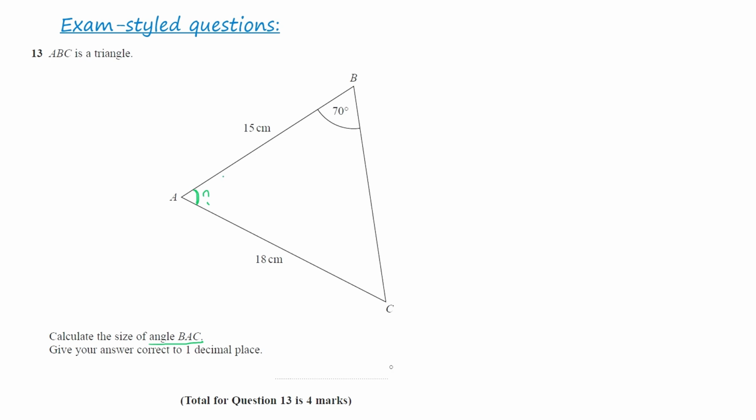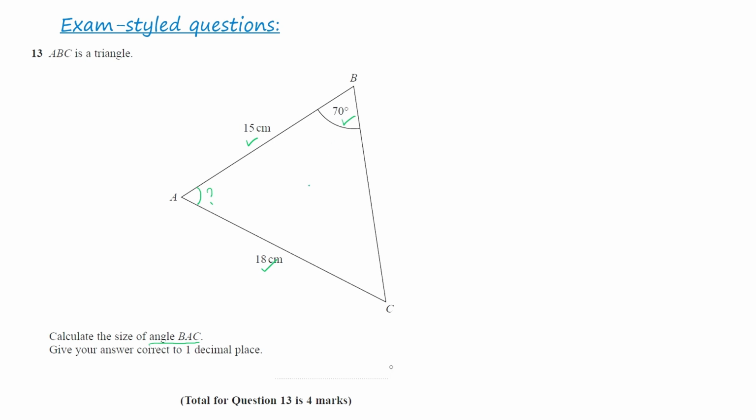But let's look at what we know here. We know one side, we know another side, and we know one angle. We need to find this angle. So we will probably be able to form a relationship between two sides and two angles. That means we might be able to use the sine rule. But in the sine rule, the sides and angles must correspond to each other. So let's have a look.